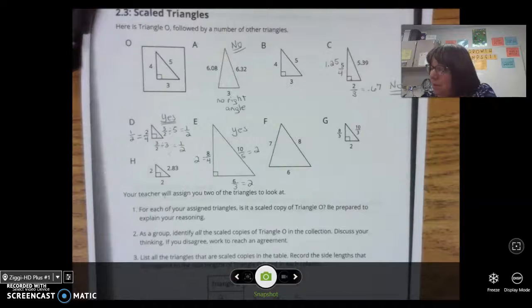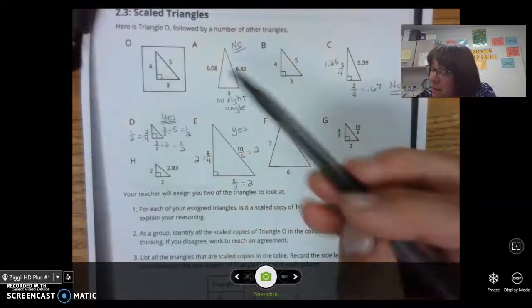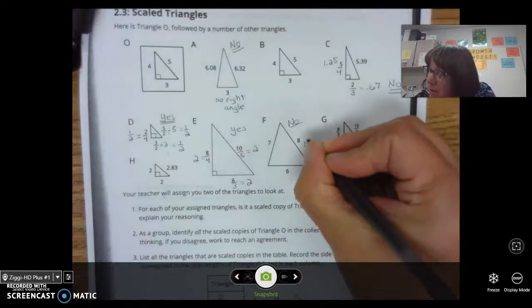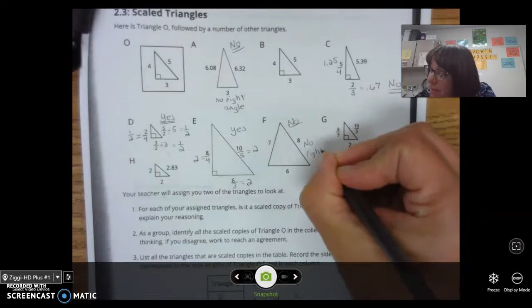Let's look at F. Oh, look, no right angle. So we know this is a no. No right angle.